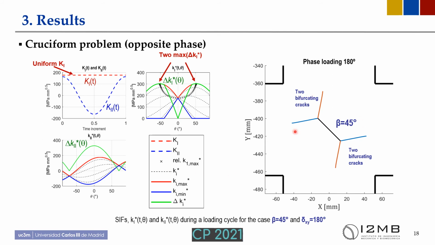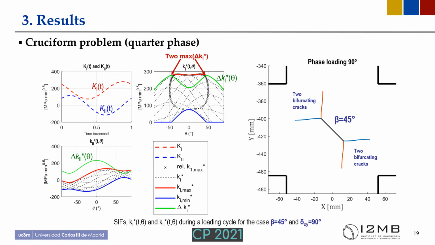Here, in the right figure, we can observe the predicted crack path, which is mainly a crack bifurcation due to these two local maxima. In the case of a phase angle of 90 degrees, we obtain the most complex scenario in terms of loading. The resulting K1 and K2 change during a cycle.